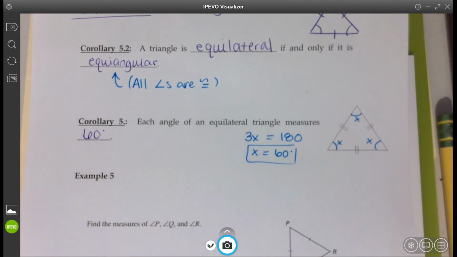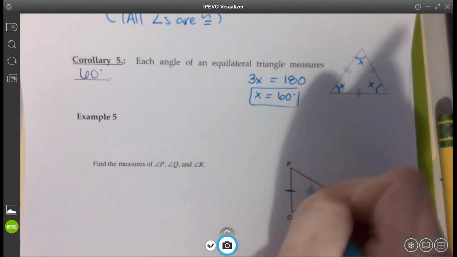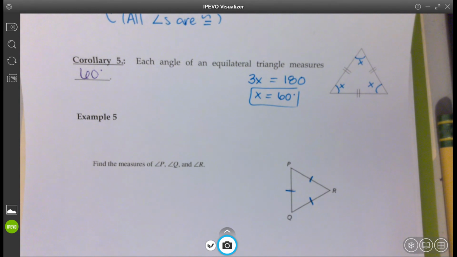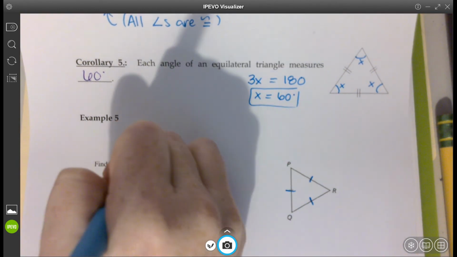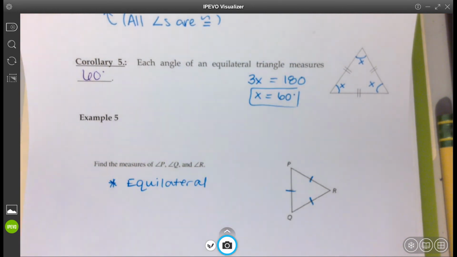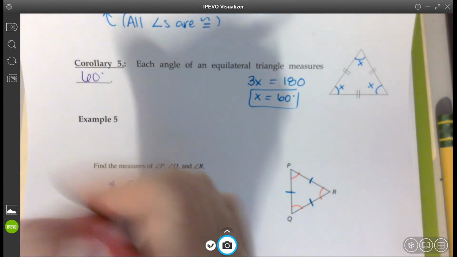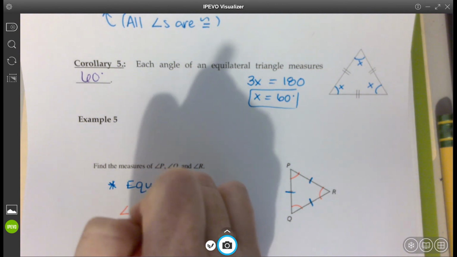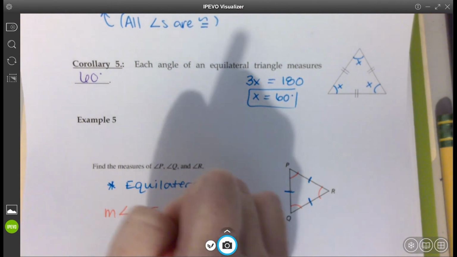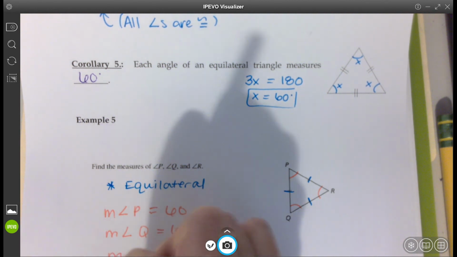All right, so using that skill, let's look at our diagram right here. So we have triangle PQR. They have a tick mark on each segment. It's one tick mark on each segment. What type of triangle do we have? So this triangle is an equilateral. We can tell that just based on the tick marks. So based on those tick marks, I could actually add the curve markings. And I can say that the measure of angle P equals 60, the measure of angle Q equals 60, and the measure of angle R equals 60.